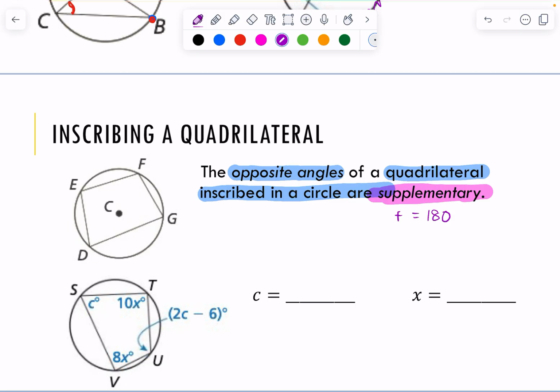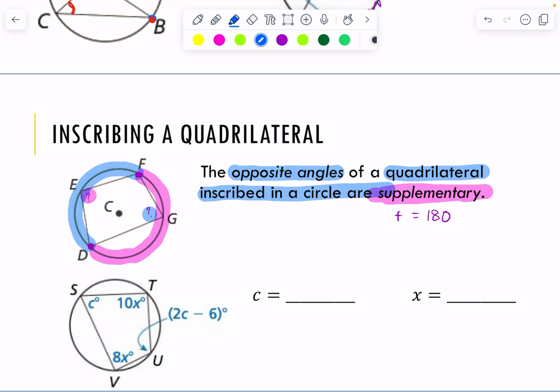Now, why is that? Well, let's think for a second. If I'm looking at angle E and angle G, they are opposite angles of an inscribed quadrilateral. Notice they both have the endpoints D and F. So if I look, angle E opens up to all of that, okay? I also see that angle G opens up to all of that.